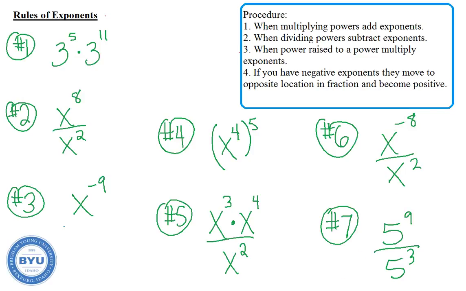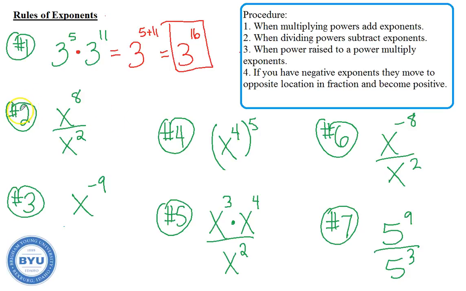Okay, let's see if you got it. Number 1, we have 3 to the 5th times 3 to the 11th. Now, whenever we're multiplying powers, you need to add the exponents. So this is going to be 3 to the 5 plus 11, which is 3 to the 16th. So we would have 16 3s if we were to write all of this out. But we don't want to do that. We're just going to write the answer as 3 to the 16th.